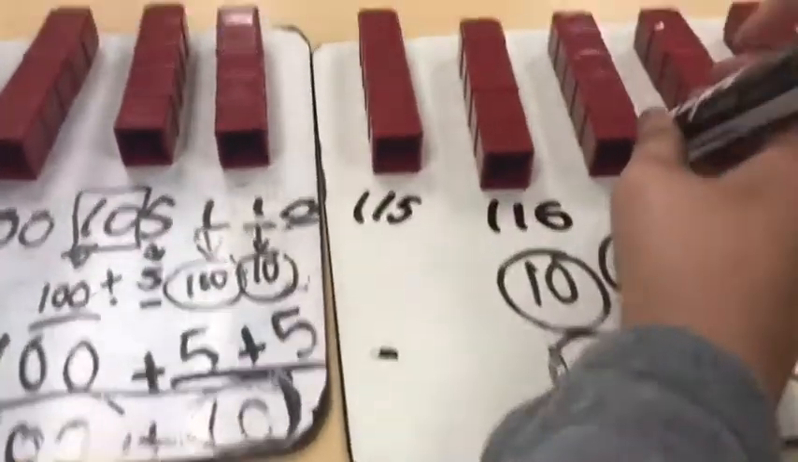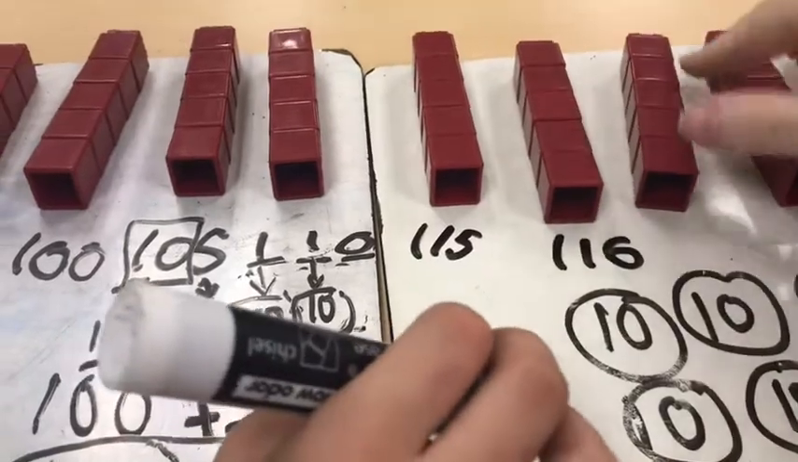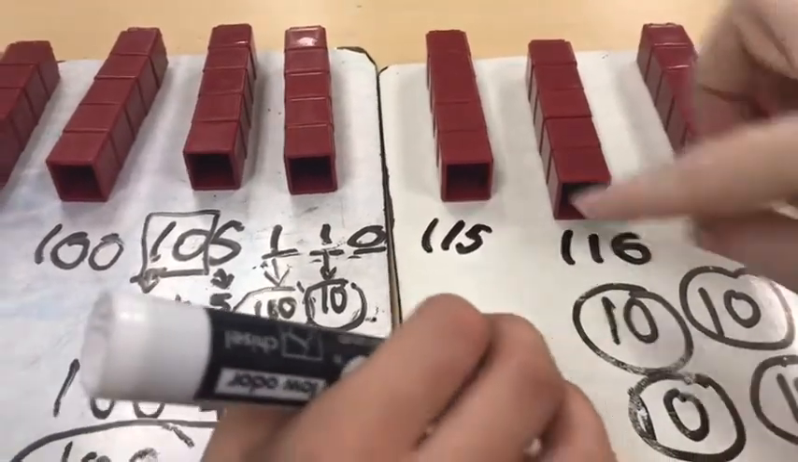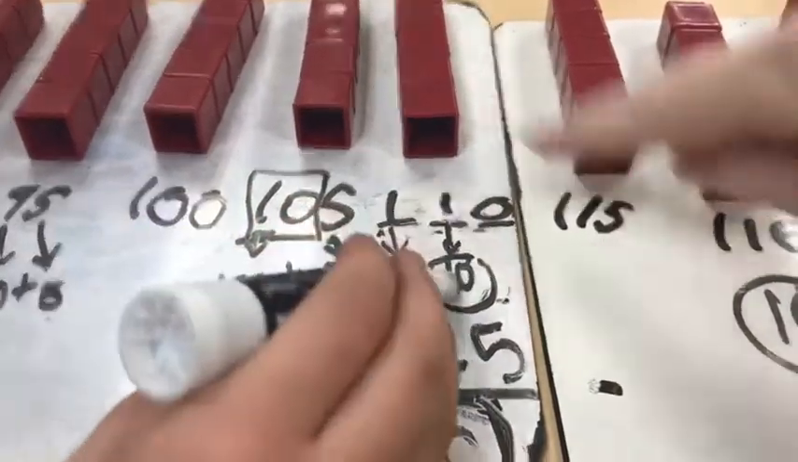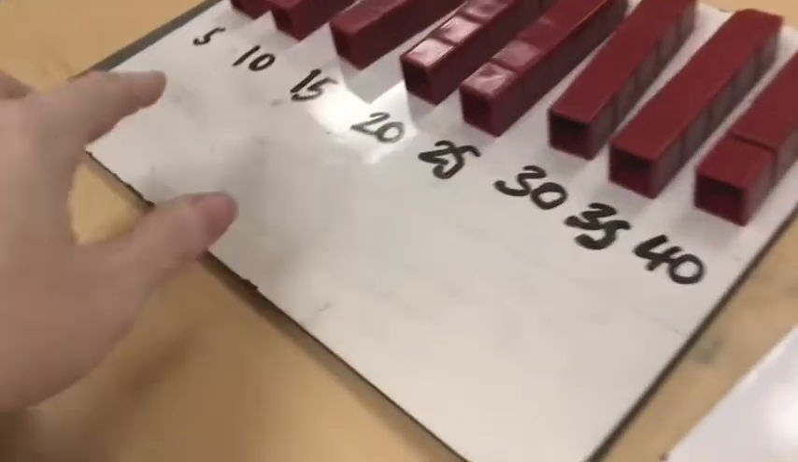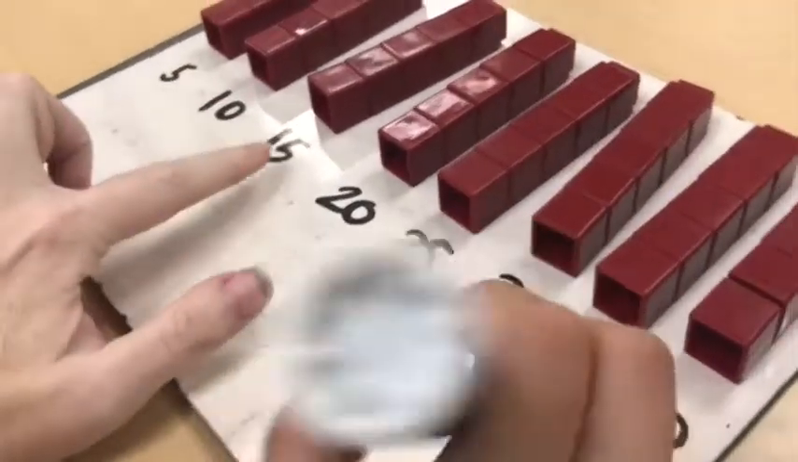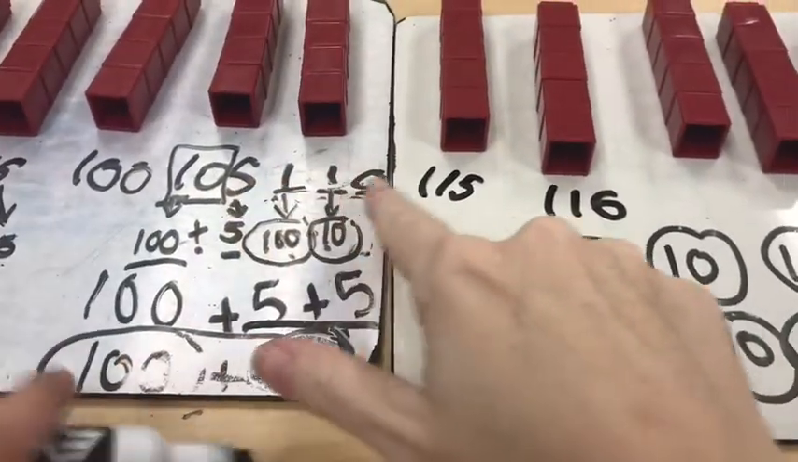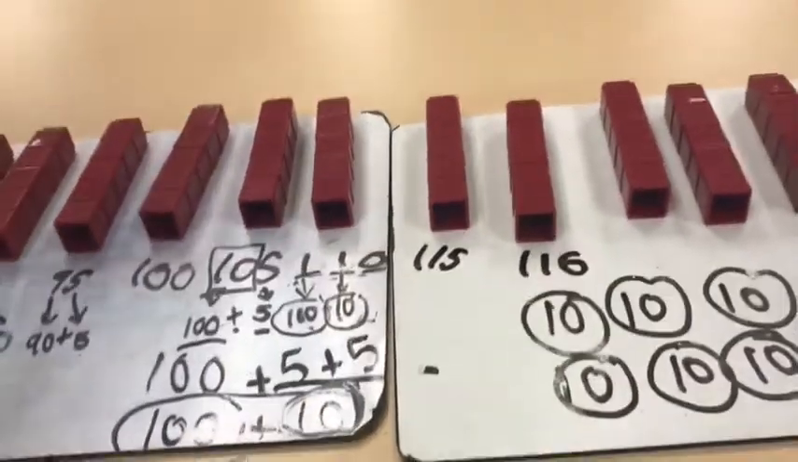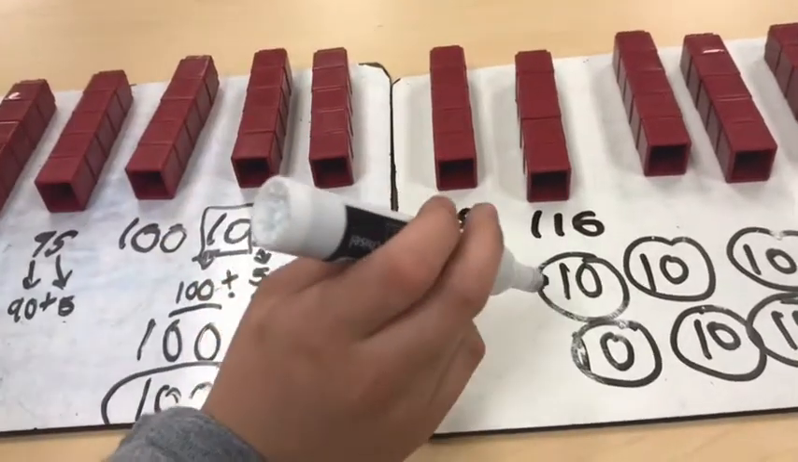116. Wait, am I just adding 1? 5. So what's 15 plus 5? Look, do you see the 5, 10, 15? Look, come back, because you're good at seeing patterns. 5, 10, 15, 20. Okay, so then use that to help you fix this over here. So 105, 110, 115, 116. Does that make sense? Yes.